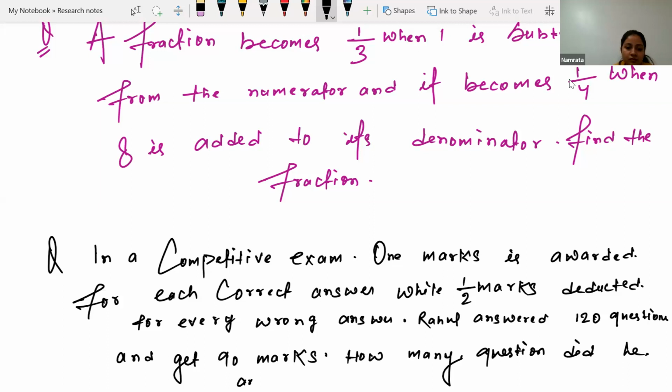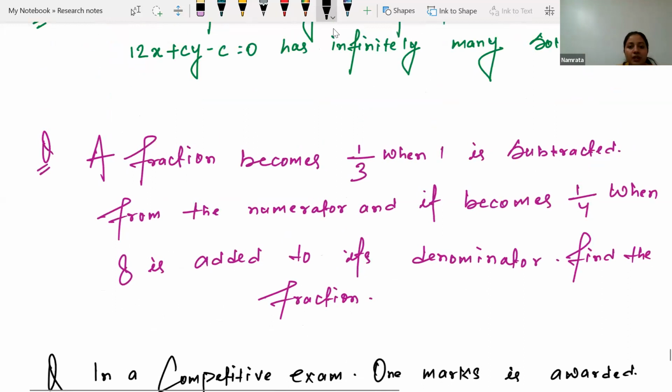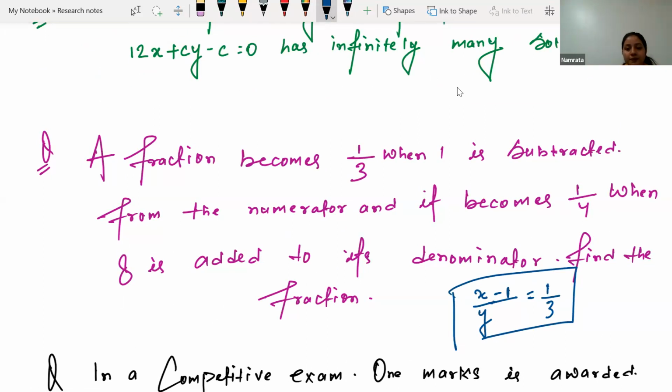I found equation 1 and equation 2, but I don't know what to do after that. We just have to solve those two equations the way we solved a pair of linear equations in two variables. Equation 1: if you have taken the numerator as x and the denominator as y, a fraction becomes 1 by 3 when 1 is subtracted from the numerator. From here we will get one equation, right Arya? Yes.